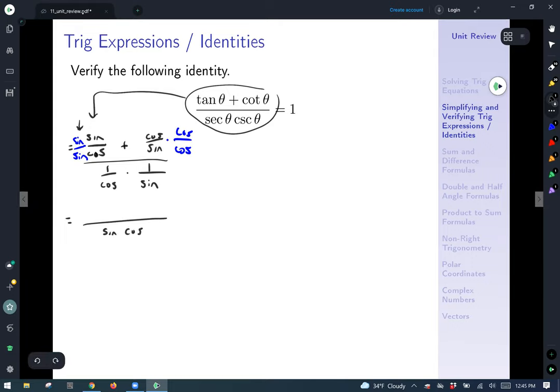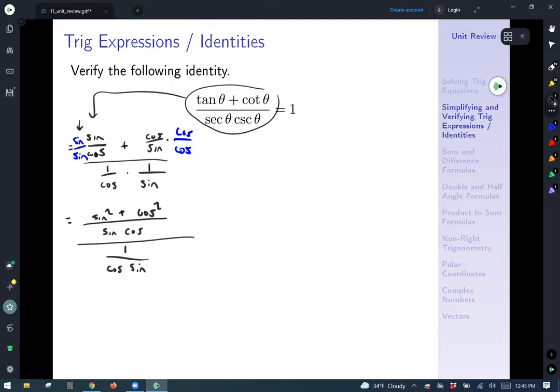And I'm going to get sine times sine is sine squared, plus cosine times cosine is cosine squared. I combined those fractions and then added them all together in one step there on the top. Now on the bottom, I got two being multiplied, but I'm going to multiply them. So one times one is one, and cosine times sine is just cosine times sine.